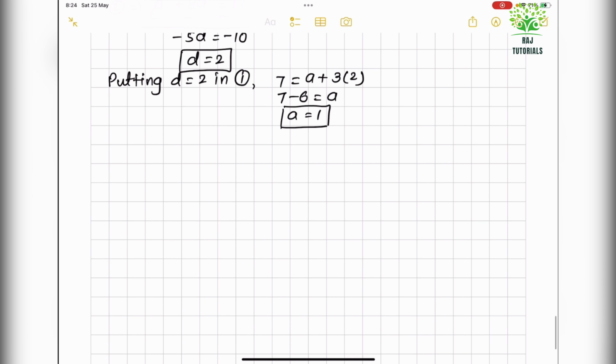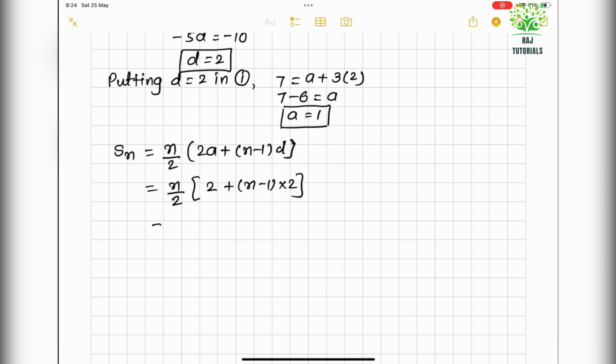It has asked me to find Sn. So Sn equal to n by 2 into 2a plus n minus 1 d. So I can say n upon 2. Here a is 1, so 2 plus n I don't know, so n minus 1 into 2. So can I say n by 2 into 2 plus 2n minus 2. So this both gets cancelled. So n by 2 into 2n. 2 cancel, so equal to n square.